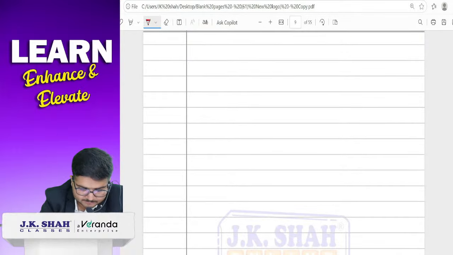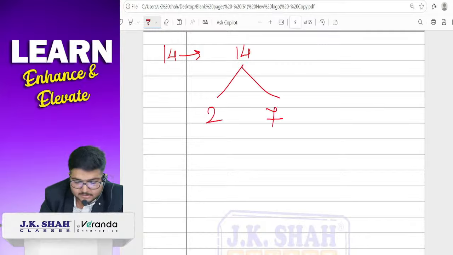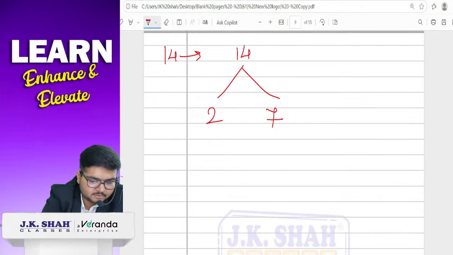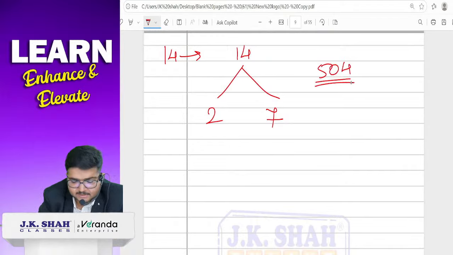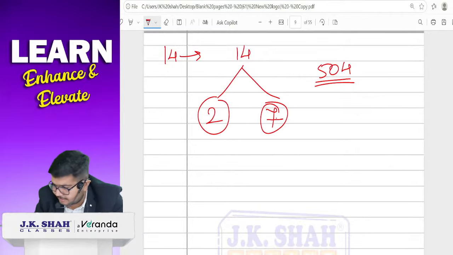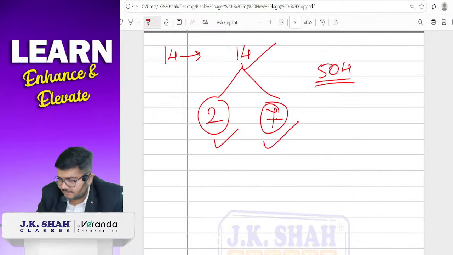Next divisibility rule, the 14 divisibility rule. Now 14 has a divisibility rule of 2 and 7. For example, I have to check if 504 is divisible by 14 or not. So I have to apply the 7 divisibility rule and the 2 divisibility rule. If both the divisibility rules are applicable, then only it will be divisible by 14. Otherwise, it won't be divisible by 14.